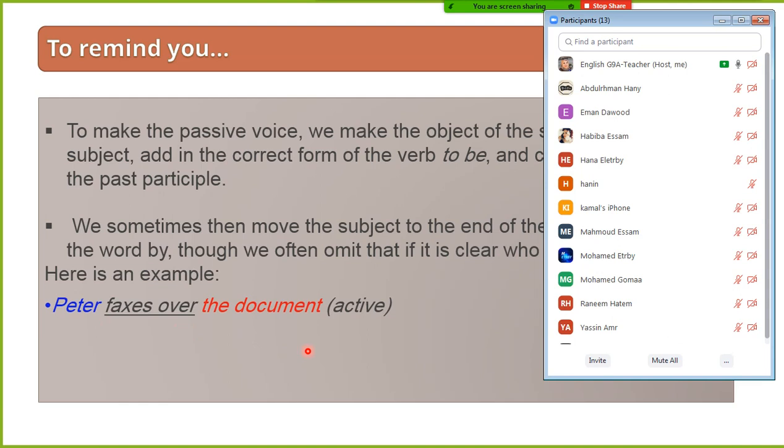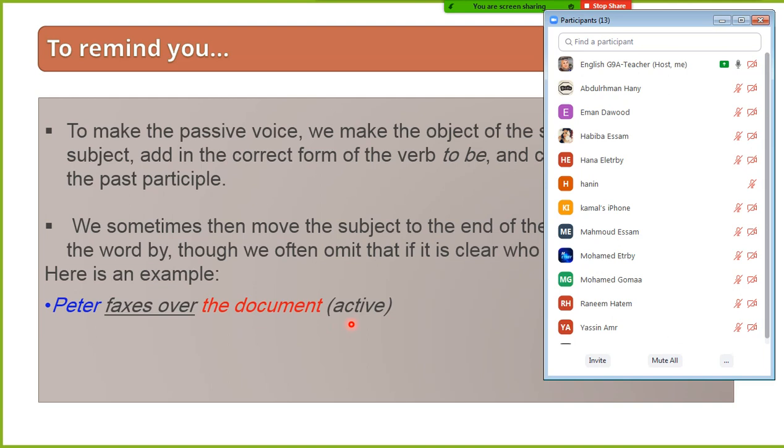Amr, where is the recipient? The document. Yes, excellent. So the document here acts as the object and at the same time the recipient, while Peter is the subject and the doer of the action. As long as the subject is the doer and the object is the recipient, this is an active sentence.